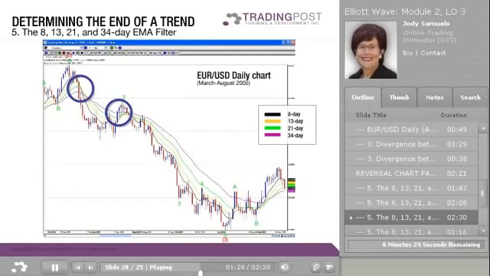We are now short 3 lots again. We ride the move all the way down through the completion of the 5-wave sequence, and we exit all 3 lots as the 8-period moving average crosses back over the 13, 21, and 34-day EMAs. This was a successful trade. The Fibonacci EMA filter keeps us in the trade practically the entire down move.